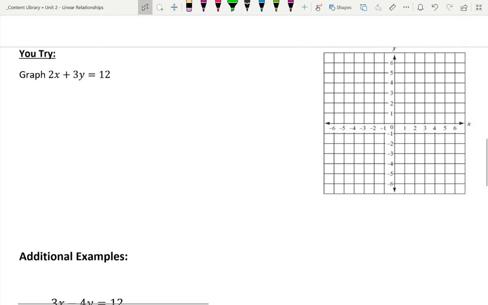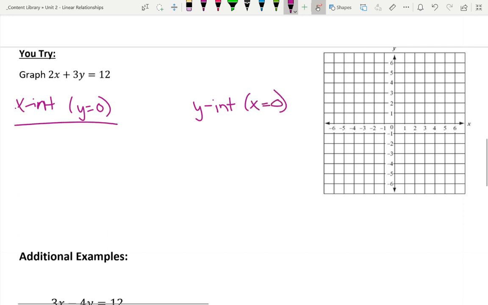All right, let's see how you did with this example. Remember, we're trying to find the x-intercept, so that's where y is equal to 0, and then we're trying to find the y-intercept, and that is, of course, where x is equal to 0. So I'm going to start with the x-intercept.